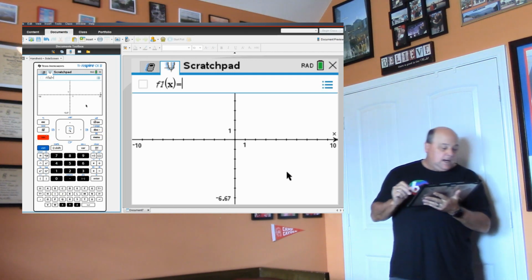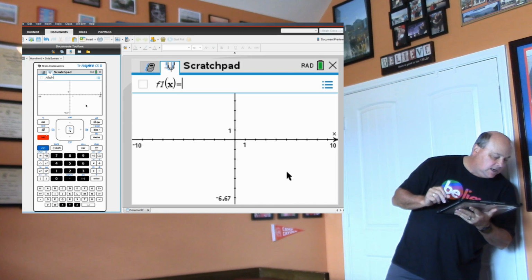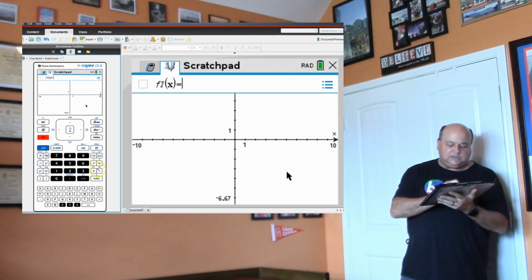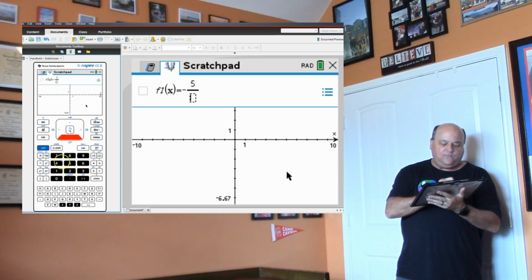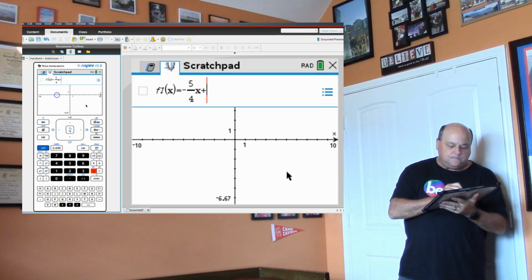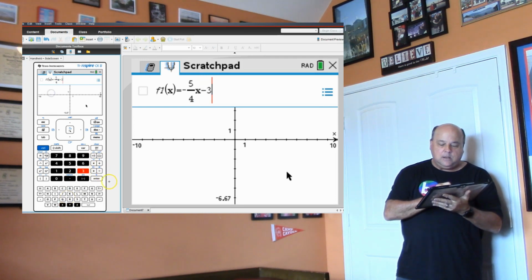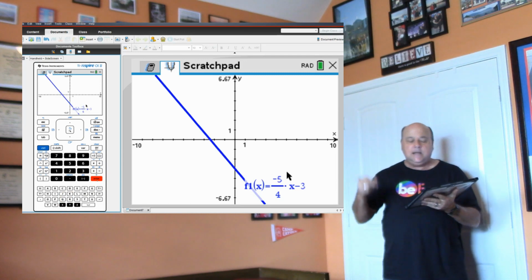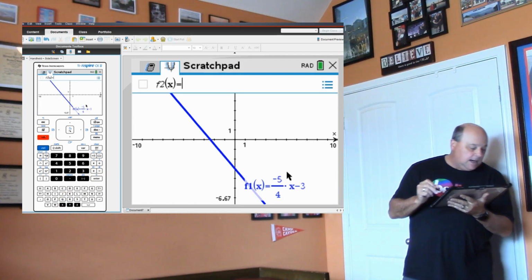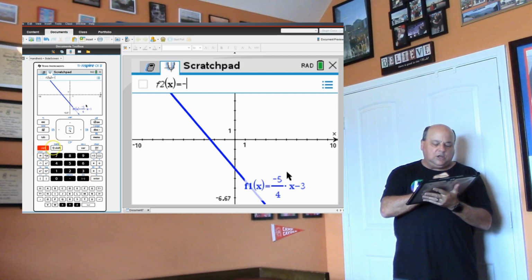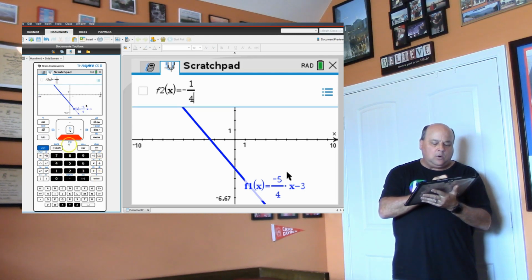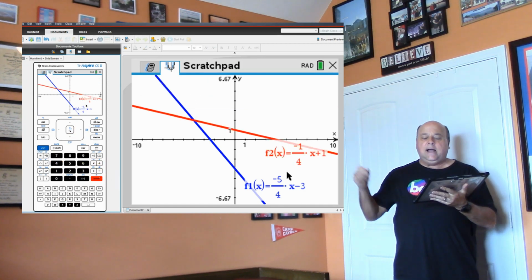Hit Tab, and I'm going to graph the first line, which is negative 5 over 4x minus 3. So negative, Control Divide, 5 down 4, and then I need x, and then minus 3. Not plus, minus 3. So hit Enter, got my first line. Now hit Tab, graph the second line. The second line is negative 1 over 4x plus 1. So negative, Control Divide, 1 down 4, and then x plus 1. Hit Enter. I got my two lines.